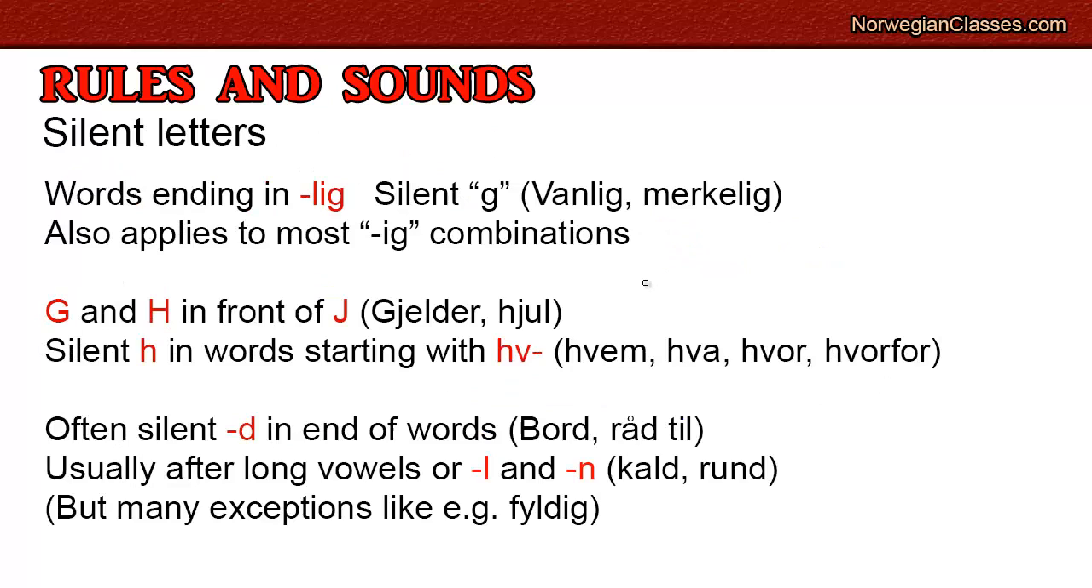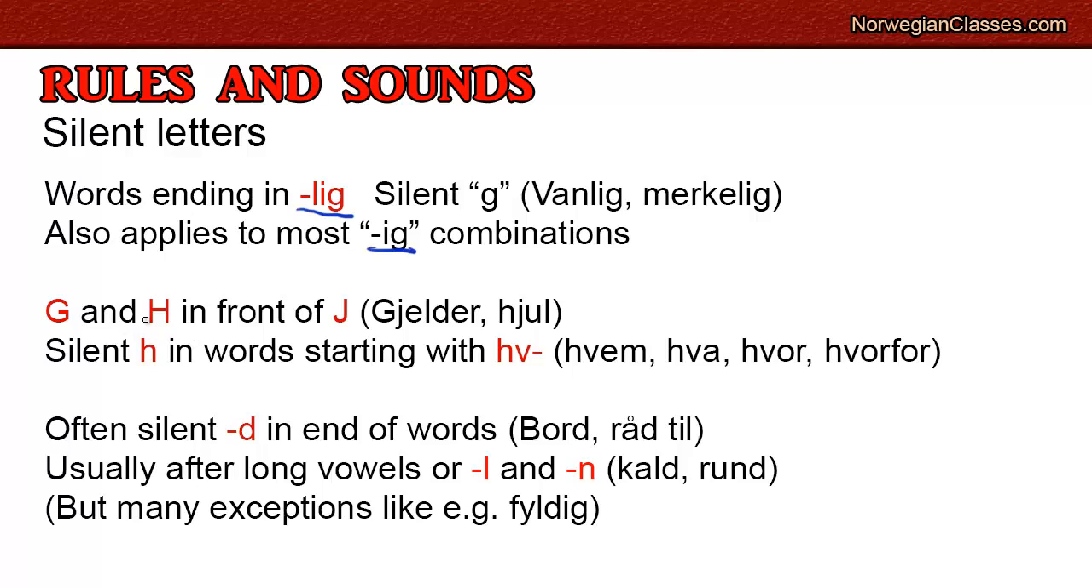The next thing we will take here is silent letters. Silent letters are quite common in Norwegian, especially at the end of words. If you have words ending in LIG, you will have a silent G. Vanlig. Merkelig. You hear the G is not so spoken. It also applies to most IG. Usually, if you have IG, this G is silent, but not 100%. If it's LIG, the G is silent.